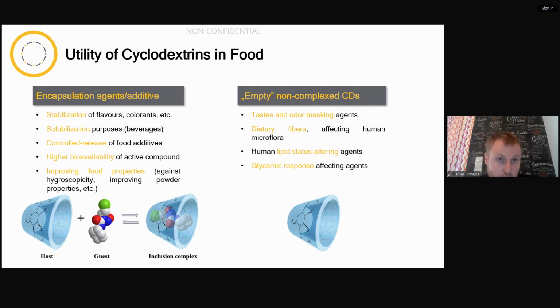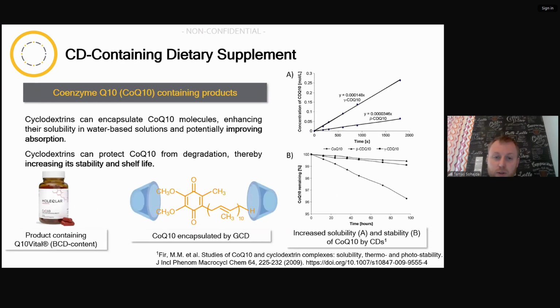So it was shown to have a very positive effect on our lipid status and their absorption, and also the glycemic response. And these are clinically validated data, so I'm not just saying that this could be a nice product. No, there is clinical evidence that cyclodextrins can do that. Not all of them, but some cyclodextrins can do that. So let's see a few products.